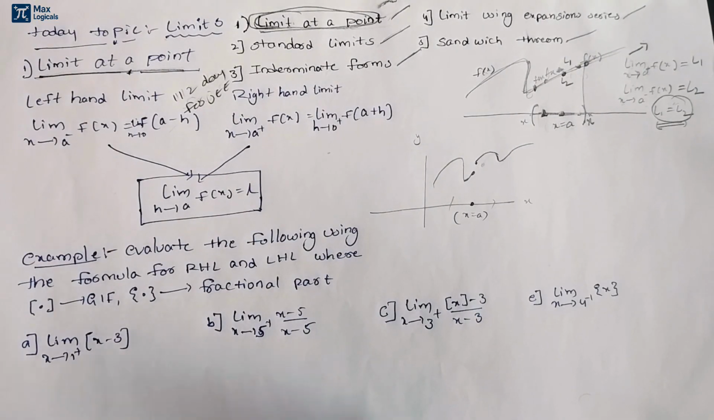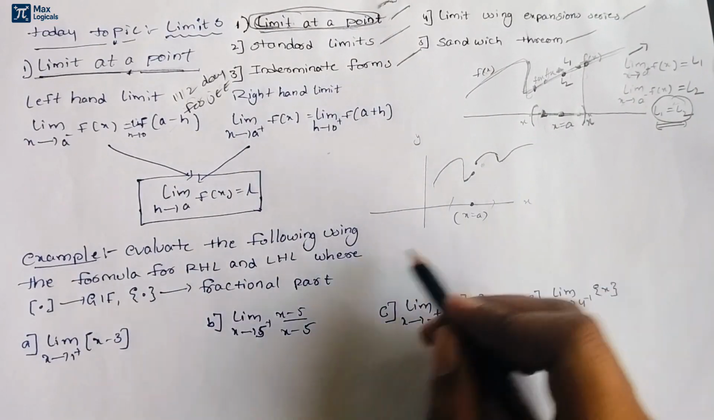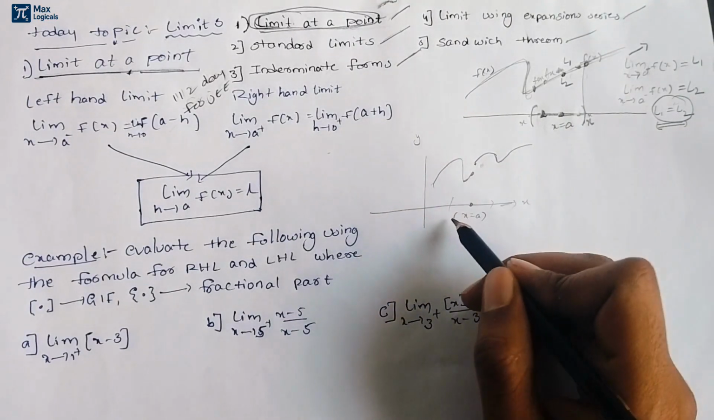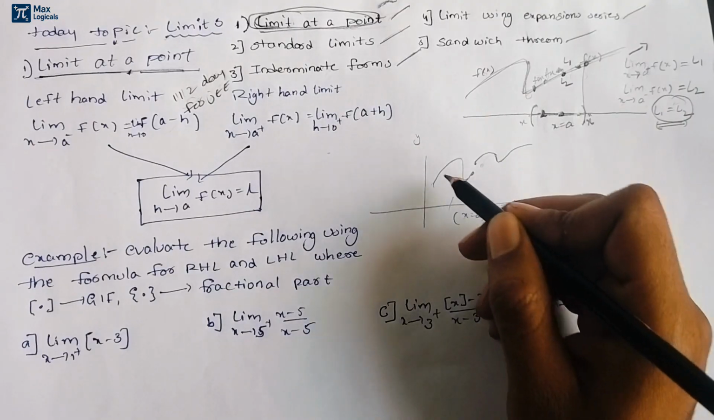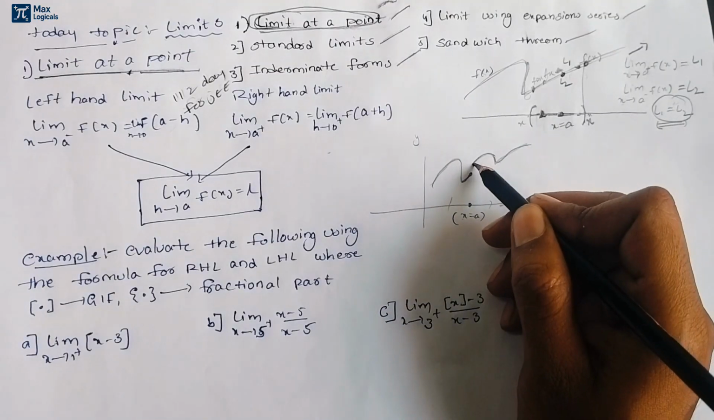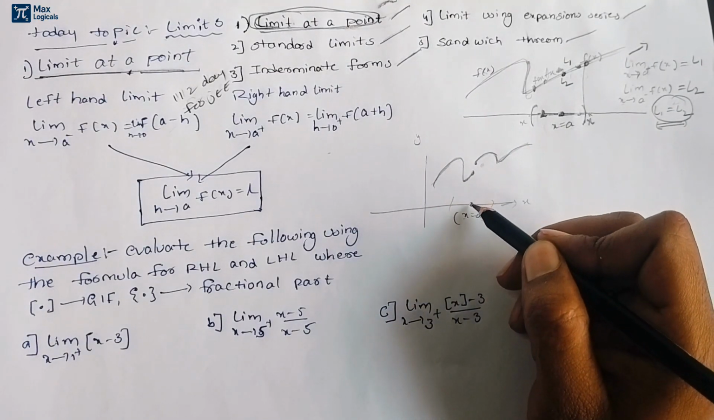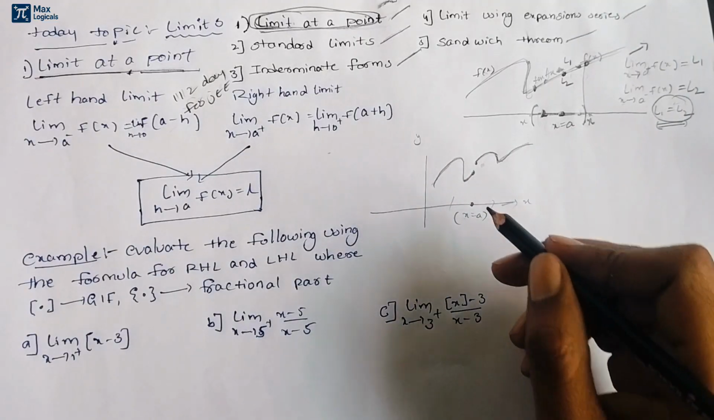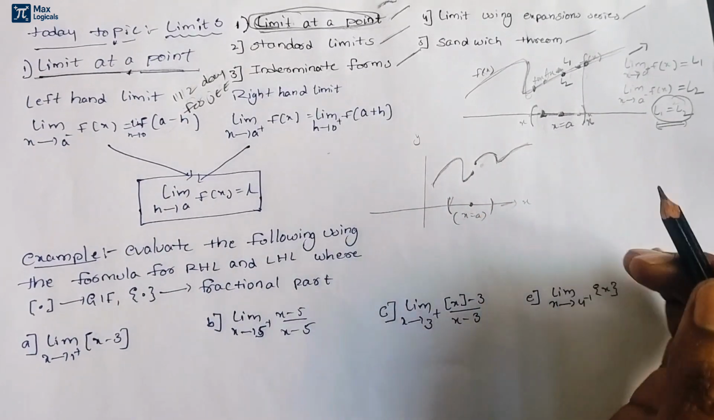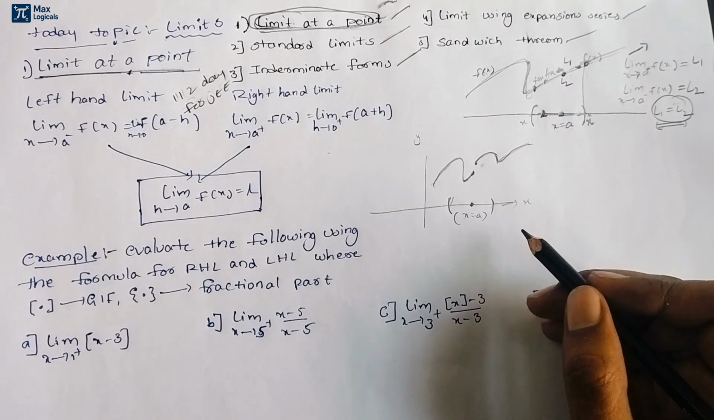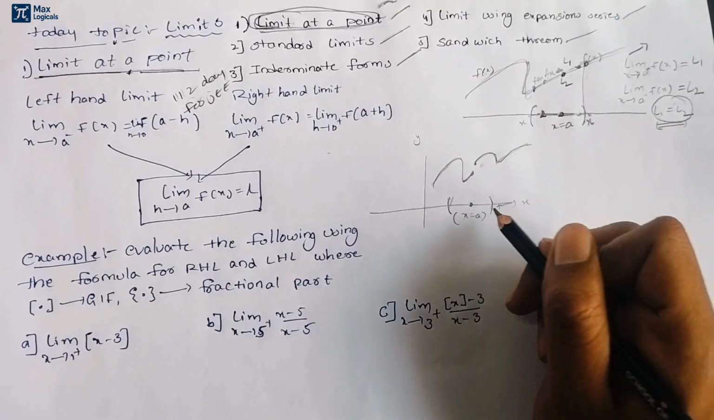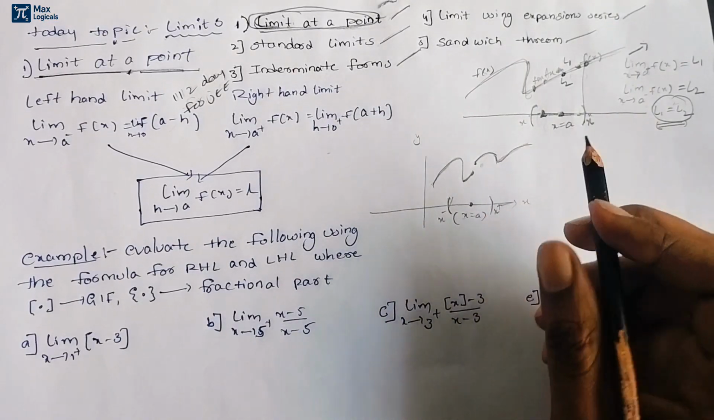Now I explain when the limit does not exist. We take the x-axis and y-axis, fix the point x equal to a, and draw the graph like this. We fix x on both sides: the right side of a is a plus, and the left side of a is a minus.